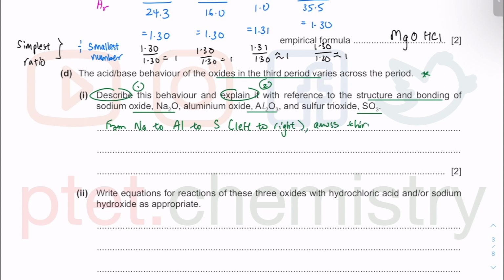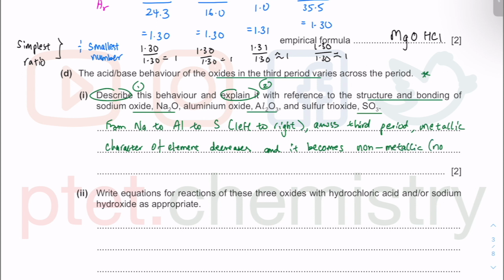the period, across period 3, metallic character decreases. Metallic character of the element decreases, and it becomes non-metallic, i.e. sulfur is non-metallic.